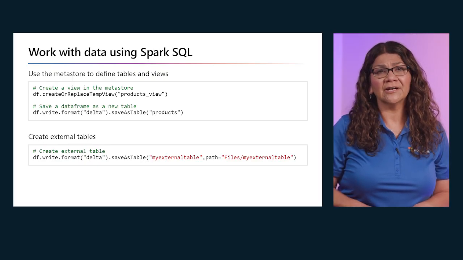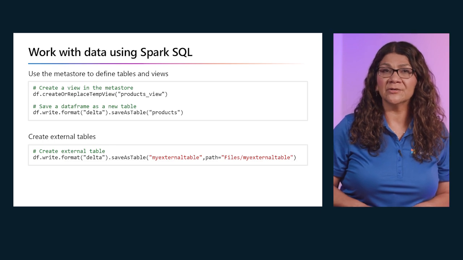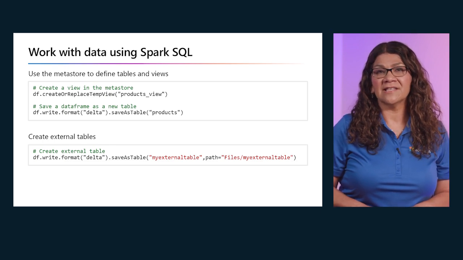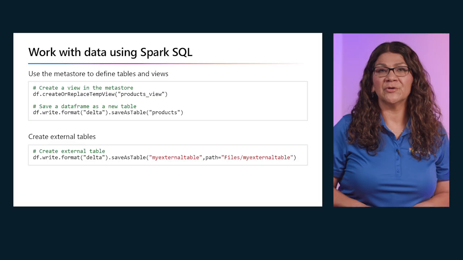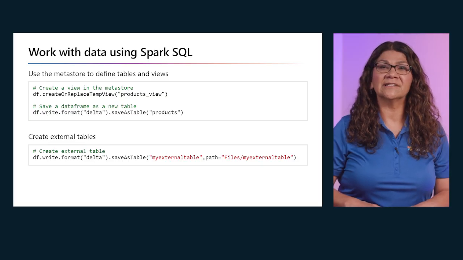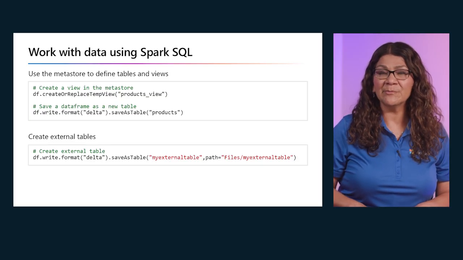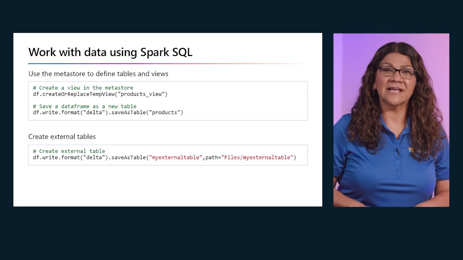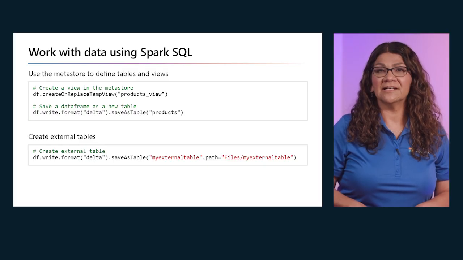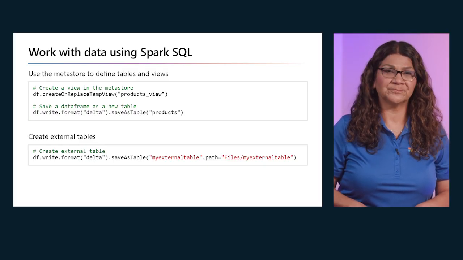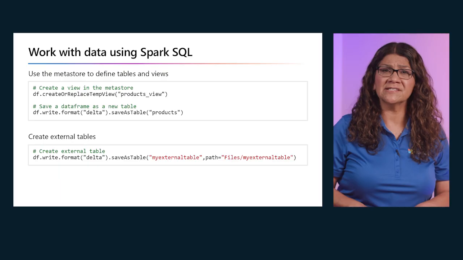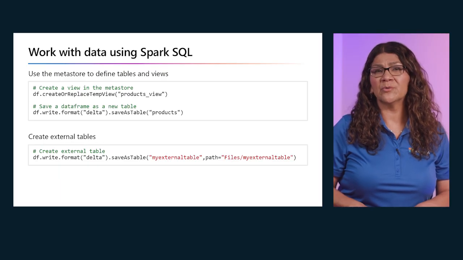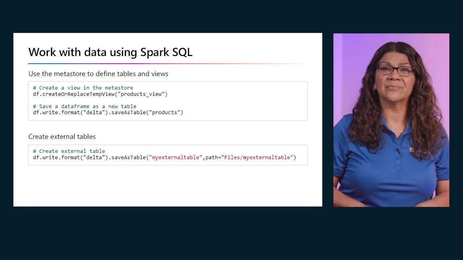See our example here where we create the products view in the meta store using that create or replace temp view method. You can also create tables using the save as table method to save our data frame df as a Delta Lake table named products. Products will be persisted in the catalog and can be queried using Spark SQL.